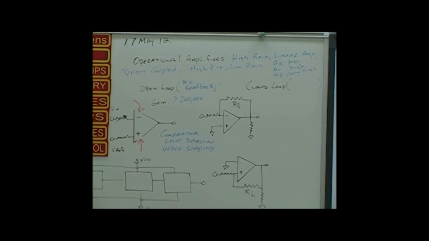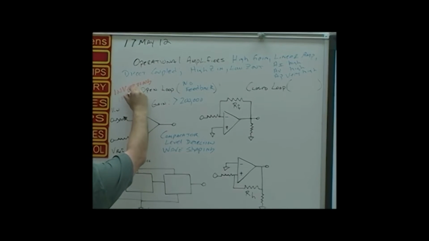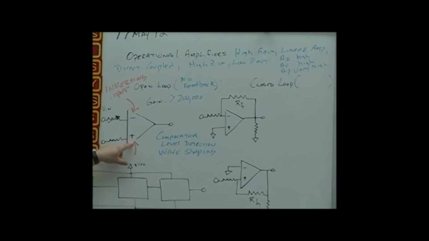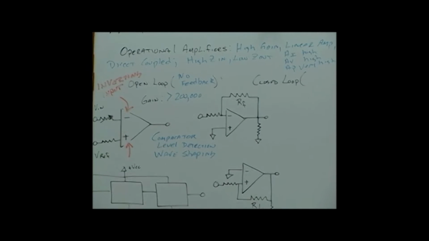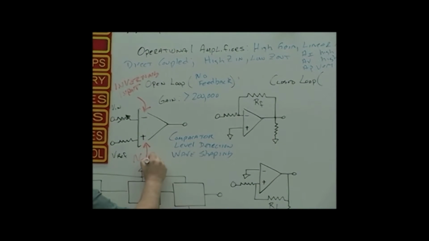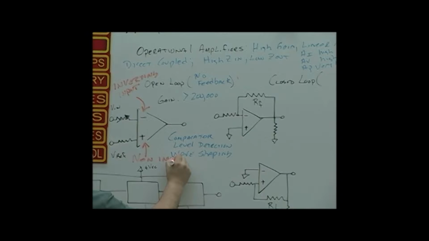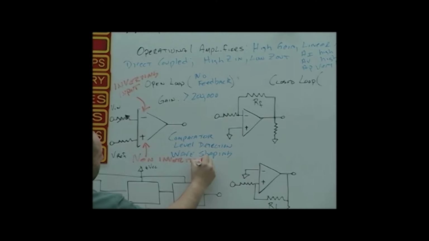How many inputs do we have to an op amp? Two. The one that has a little negative sign on it, what do we call that? Inverting input. Well, the one with the positive symbol on it is the non-inverting input.